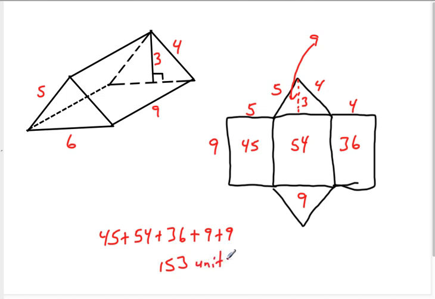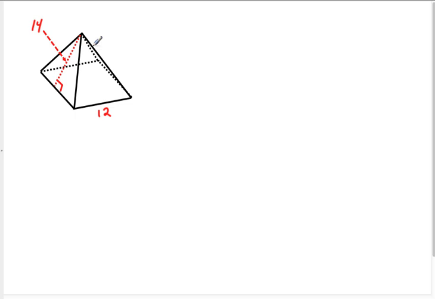And since there's no units, we just say units squared. So if they were feet, we would put feet squared. If they were inches, we'd put inches squared, and so on. Since there's no units, we just write the word units. All right, let's move on to my last example for this.